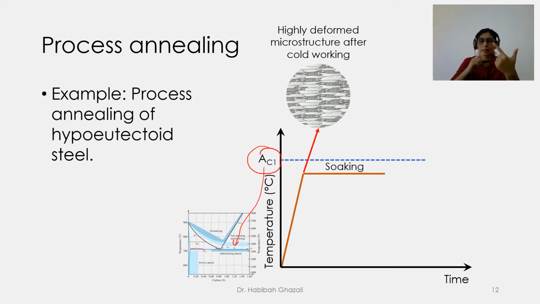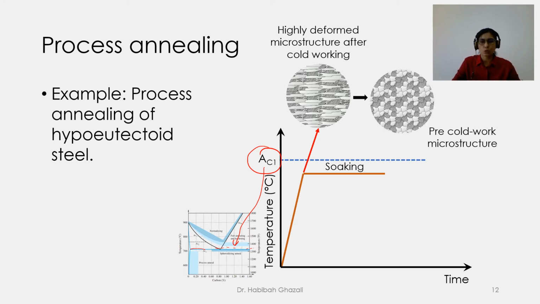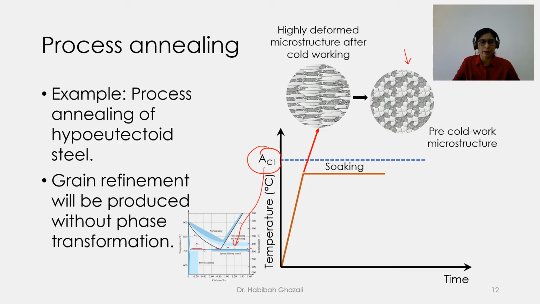Recovery and recrystallization I have already explained in module 4. So go back to module 4 if you don't understand. So during that process, this microstructure will transform into an equiaxed microstructure. So this microstructure is actually the initial microstructure before cold working was performed on these materials. So with this heat treatment, grain refinement is produced without any phase transformation.